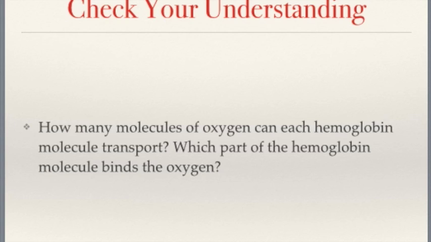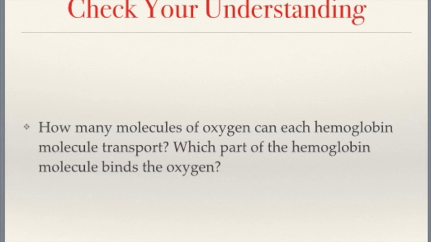Just a quick question on what we just covered. How many molecules of oxygen can each hemoglobin molecule transport? Remember, there are four heme groups bound to the globin proteins in a hemoglobin molecule. Okay, so 4 heme groups per hemoglobin molecule. Each one of them can bind to one oxygen molecule. That means that one hemoglobin molecule can carry 4 oxygen molecules.